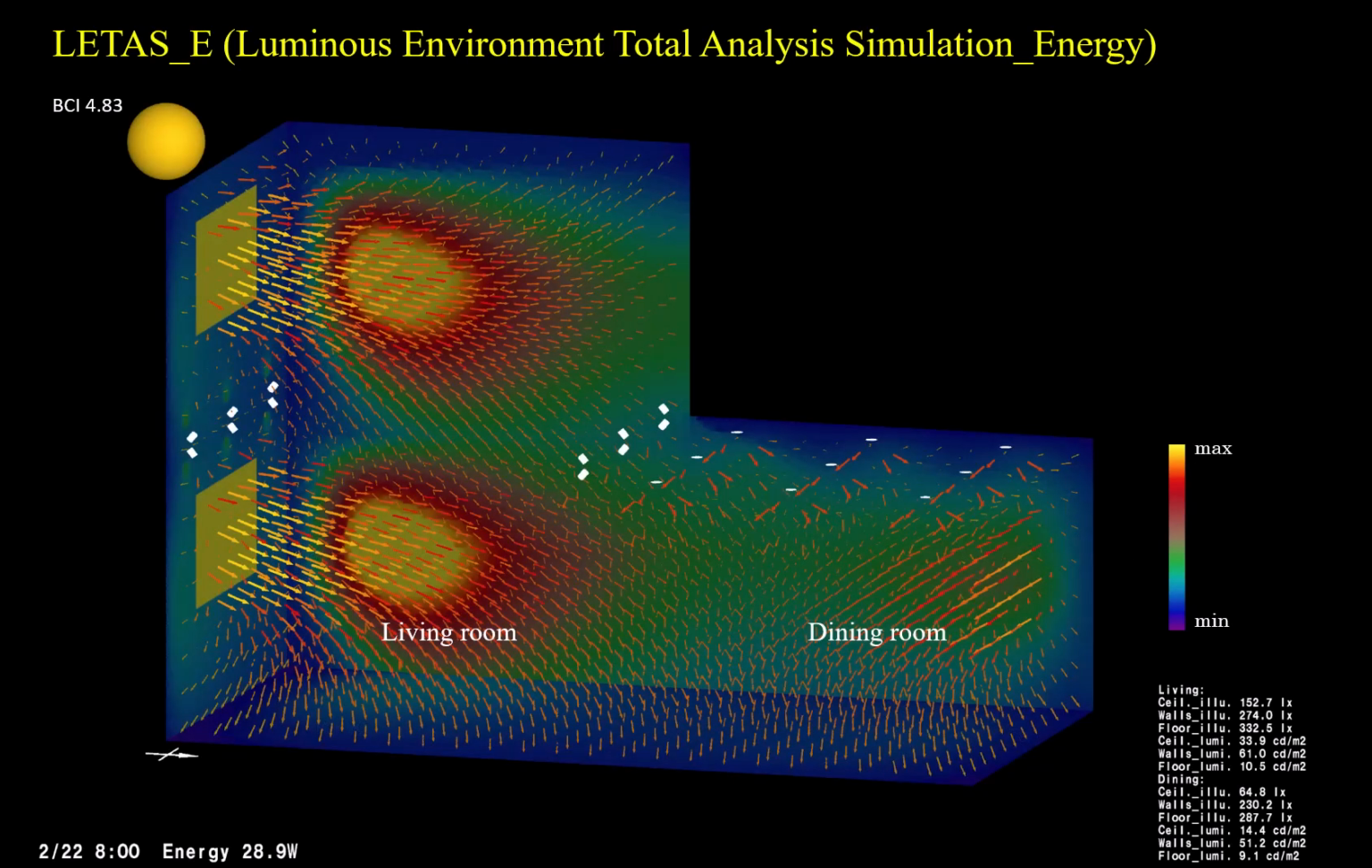Furthermore, a version of the LETAS that adds numerical displays such as power consumption and average luminance is called LETAS E. This allows designers to check not only the luminous environment at a certain time but also the power consumption at the same time, for example, when daylight and artificial light coexist. In the initial version, luminance distribution maps were displayed on all surfaces, but from this version, illuminance distribution maps are used only on the floor surface.